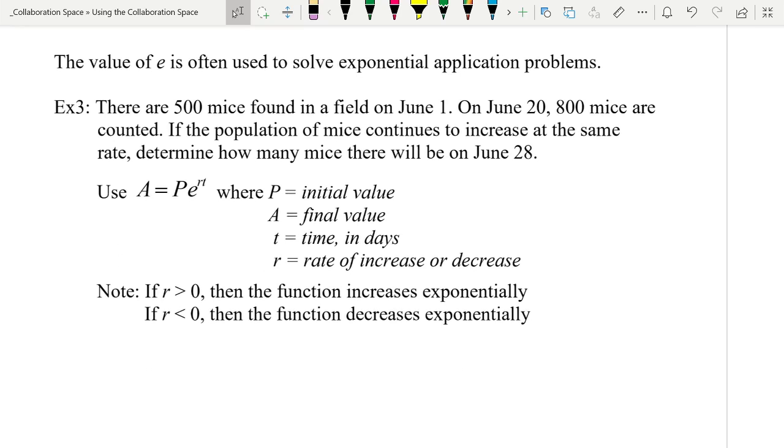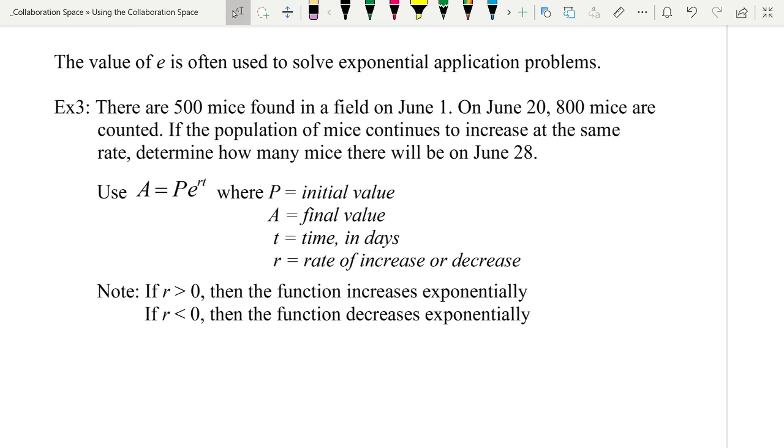Okay, the value of e is often used to solve exponential application problems. You guys saw in the video that I assigned for homework that you can use e in financial equations. It is basically continuous compound interest happening at a rate of e. The value of e is often used to solve things like exponential growth problems. There are 500 mice found in a field on June the 1st. On June 20th, 800 mice are counted. If the population of mice continues to increase at the same rate, determine how many mice there will be on June 28th.